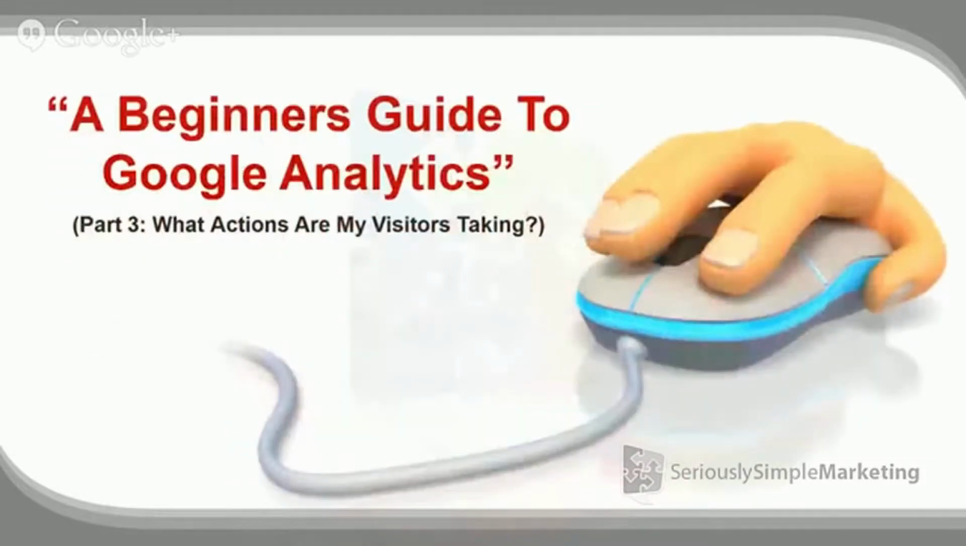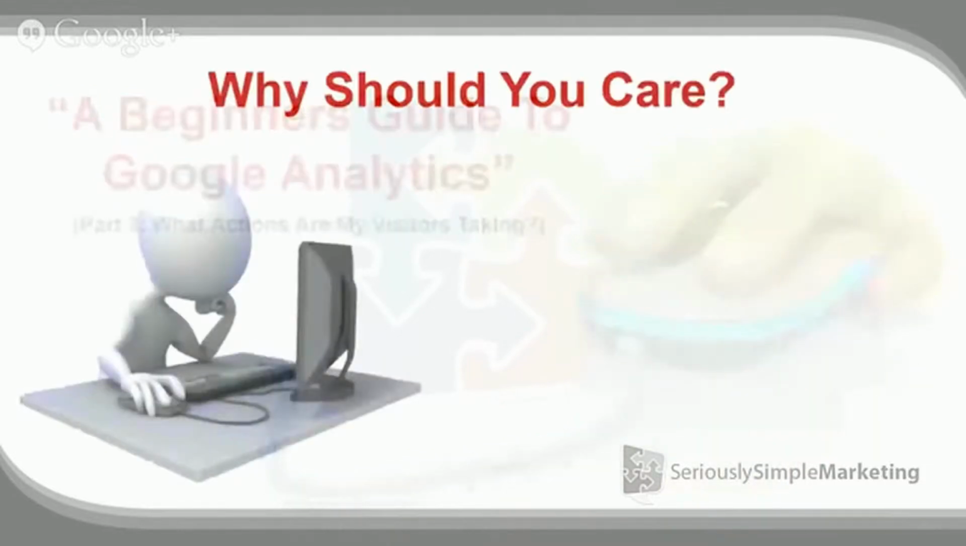And that's how you can actually implement the stuff. Okay, so back to Google Analytics. This is our continuing series, Beginner's Guide to Google Analytics. This is part 3: What actions are my visitors taking? If you're thinking, okay, I need to know what pages people are seeing, or what things people are clicking on, or the order in which people are going through pages, that's what we're going to be talking about here. This whole section is called Behavior in Google Analytics, and that's what we're going to cover.